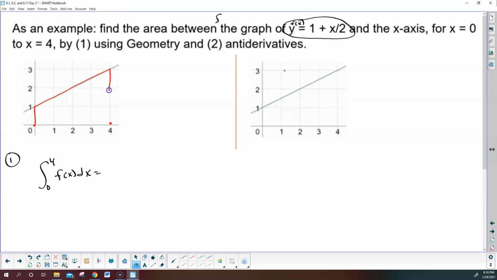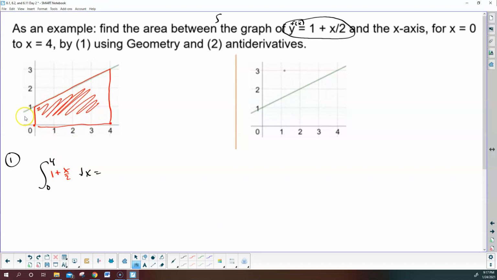So if I gave you this shape right here, and you drew a nice perfect graph, now we know that because it's linear, right? So actually instead of f of x, what I should have written is the equation right here, 1 plus x over 2, right? So I want to find the exact area under this curve. Well, I can do that pretty quickly.